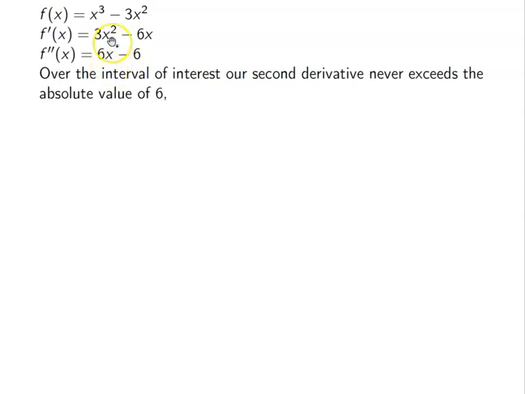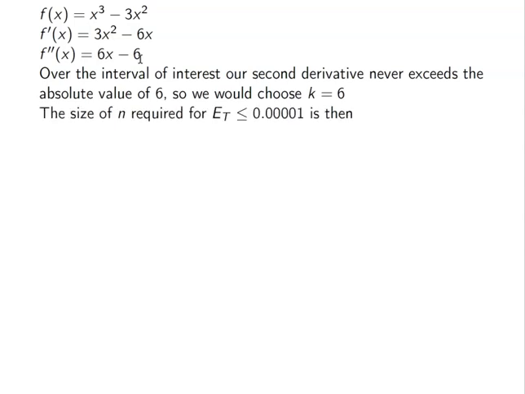If I plug in 1 here, I get 6 minus 6, which is 0. If I plug in 0, I get -6. The absolute value of -6 is 6. So the largest absolute value that my second derivative is allowed to be from 0 to 1 is 6. Okay, so I always choose the absolute value of it. So that's going to be k equals 6 in that case.